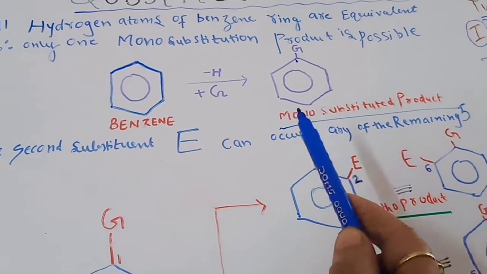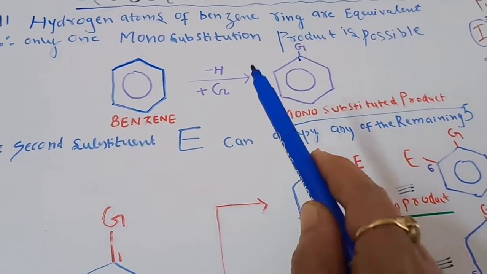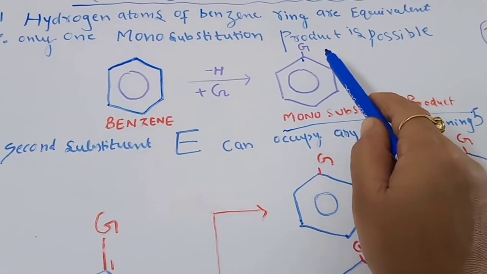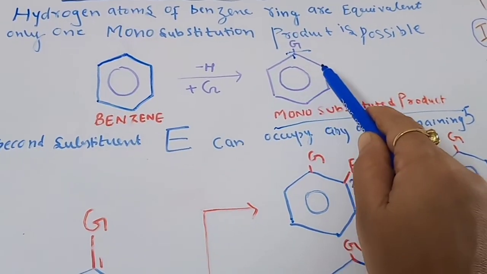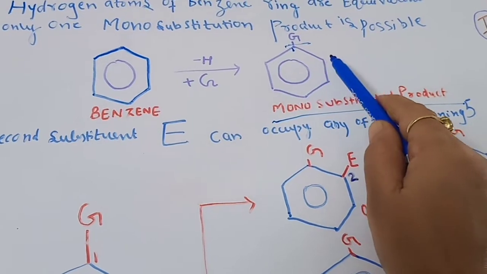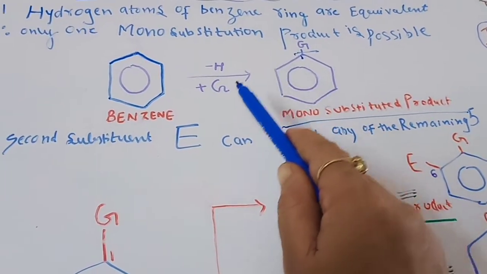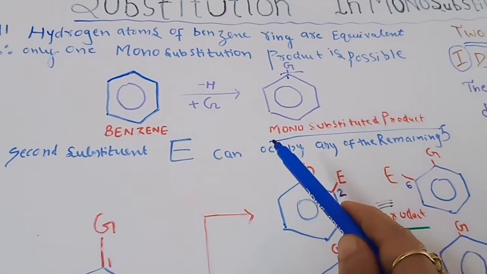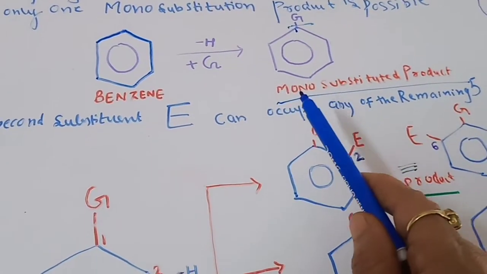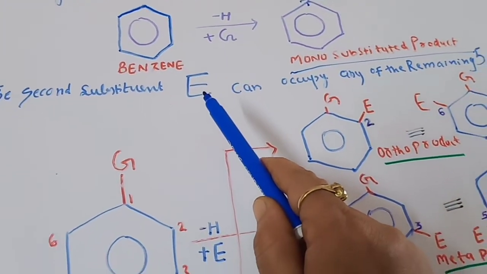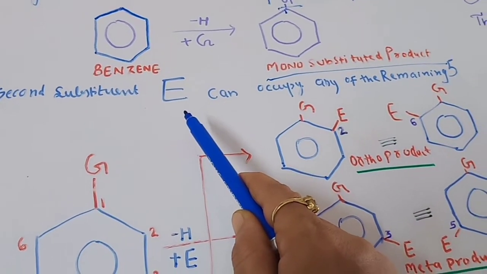But if a second student is coming, he will see who is sitting at the first position, and only then will he decide the place where to sit. Means he will decide whether he has to sit near to him or far from him. So we will study the reactions in the substitution in the monosubstituted benzene. Now let us see, if a second substituent E is coming, which position will it occupy?